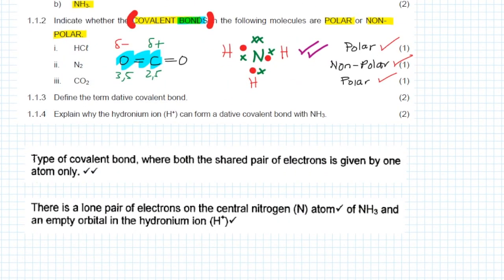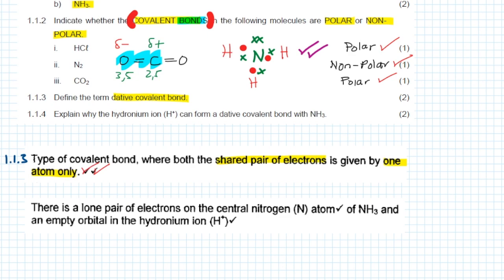Now we go on to question 1.1.3, which says define the term dative covalent bond. We say that a dative covalent bond for 2 marks is the type of covalent bond where both electrons in the shared pair are given by one atom only. So we have two atoms that are going to bond together, but only one of those atoms is going to bring its electrons to form the bond. The other one will just have an empty orbital that will overlap with that pair of electrons, the lone pair of electrons. For writing this down, you're going to get 2 marks.